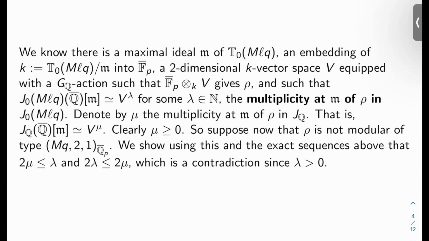Let's see. This lambda here is called the multiplicity at M of rho and J0 at level MLQ. Now, of course, rho has some multiplicity at M in the entirety of JQ of Q bar M torsion, right? We'll call that multiplicity mu. So in other words, JQ Q bar M torsion is isomorphic to V to the mu for some mu at least 0. All right, so this lambda and this mu, these are what are going to come together and allow us to argue. We're going to suppose rho is not modular of type MQ2 1 over QP bar by way of contradiction. And we'll show that using this and the 6 exact sequences above, that 2 mu is less than or equal to lambda, and 2 lambda is less than or equal to 2 mu, which is a contradiction because lambda is positive and mu is a non-negative integer. Okay, so this is all review.